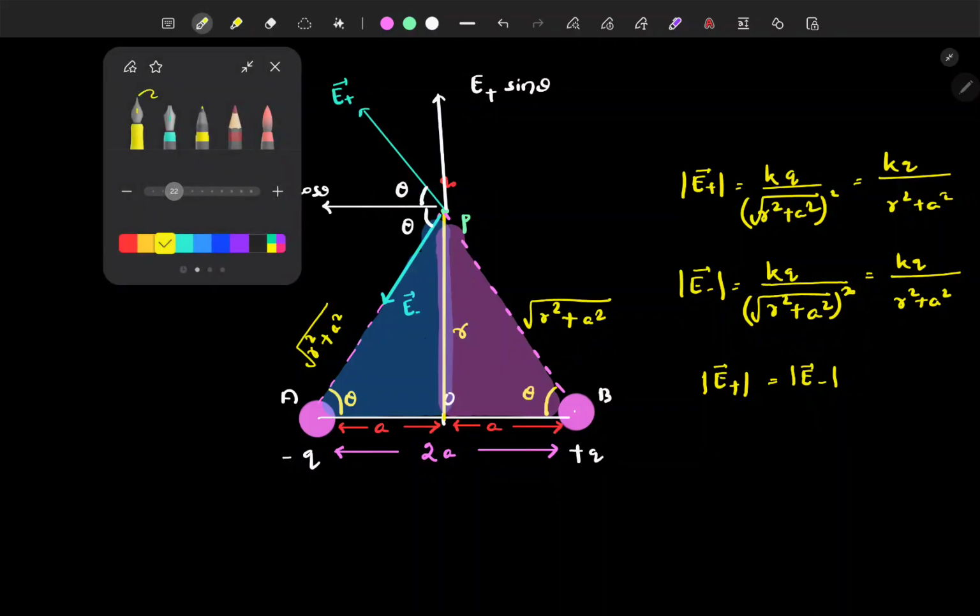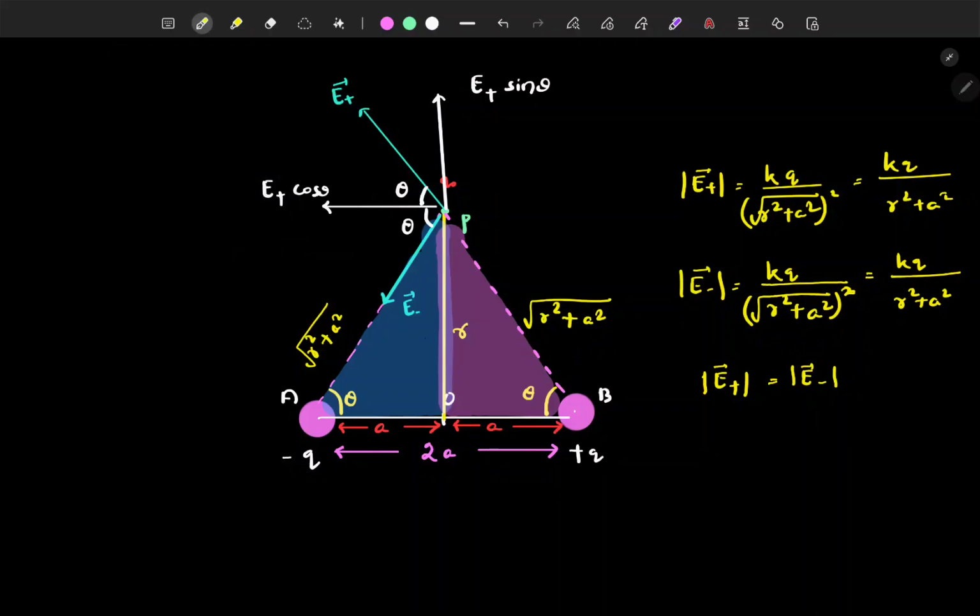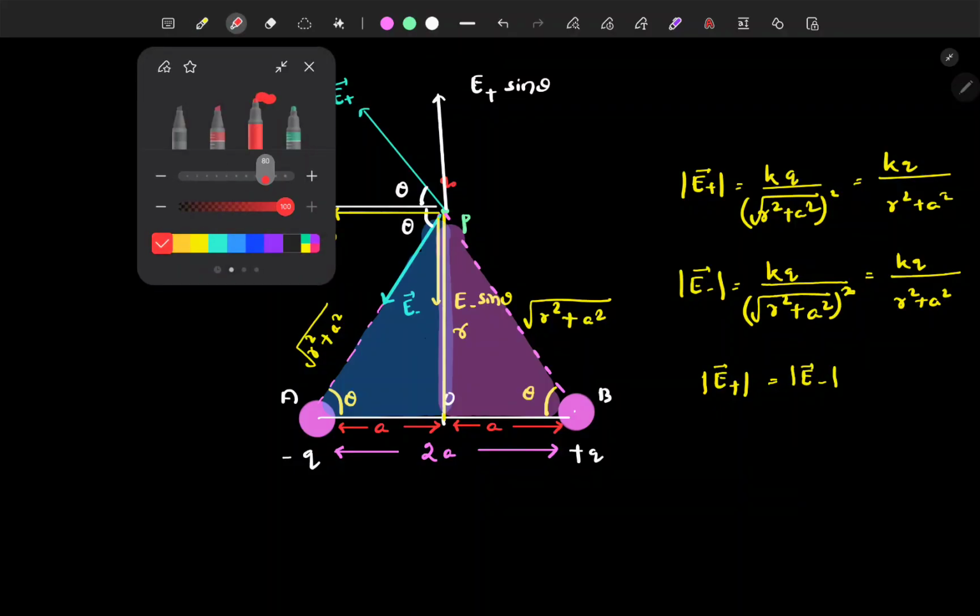Next thing, similarly E minus vector also has two components: E minus cos theta, this is one component, and another component. Angle attaching component is cos component, so along negative x axis this is your E minus cos theta, and then E minus sin theta. Diagram clear now.